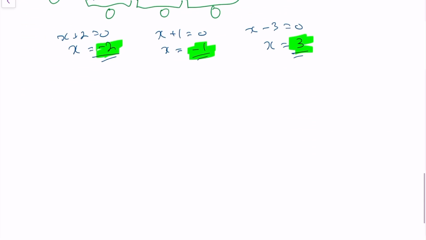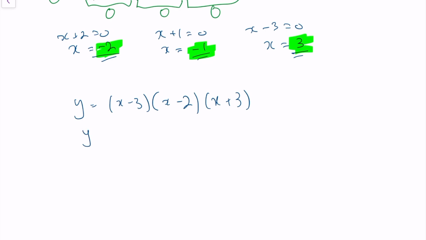Let's say I have, for example, the equation y equal to x minus 3, x minus 2, and x plus 3. This could be any type of curve. So when I expand this, it would give me some type of cubic equation. Let's expand it actually. Let me show you what a cubic equation would actually look like.